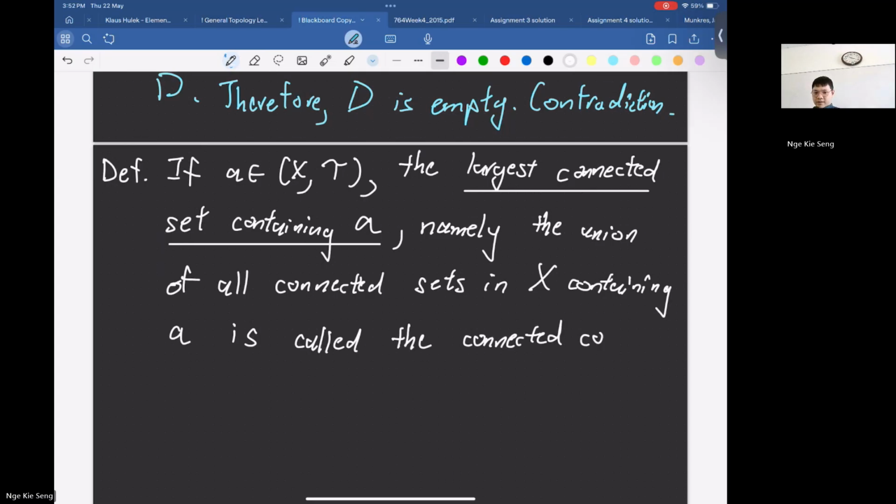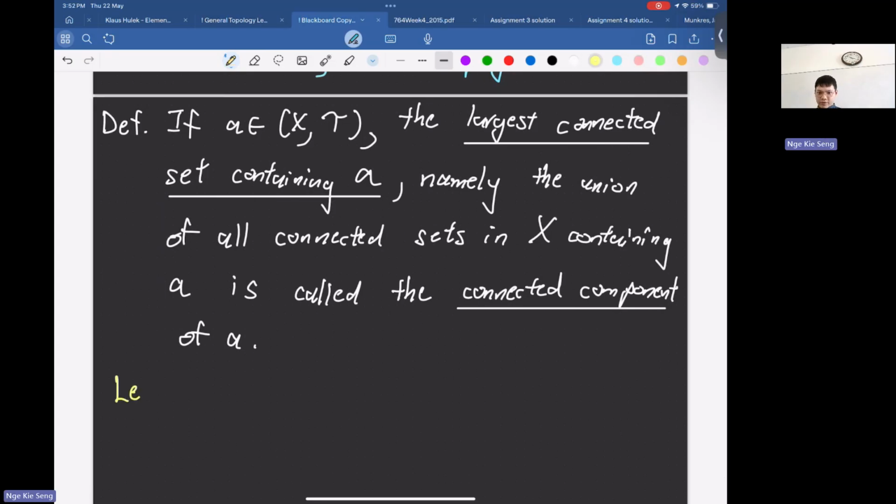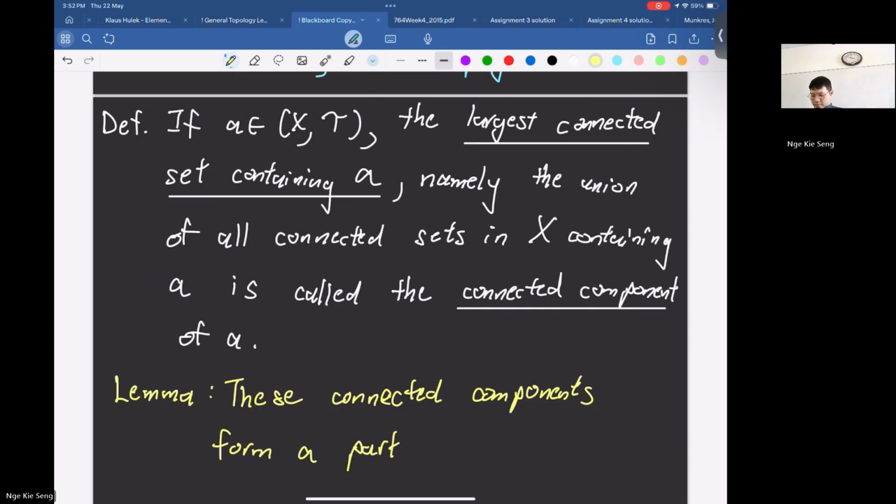So finally, we define this definition, connected component. It's the largest connected set. How do we define this largest connected set? We use the union of all the connected sets. One thing you should check is that these connected components form a partition of your topological space. In particular, it defines an equivalence relation.